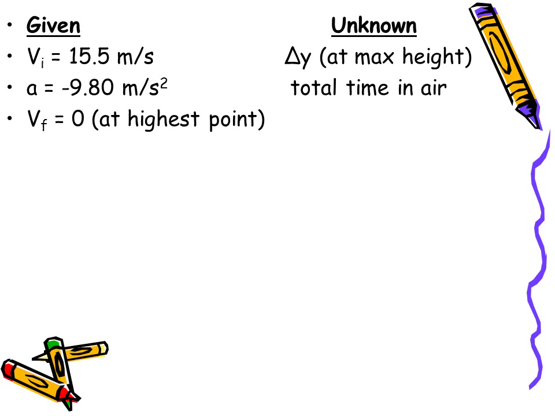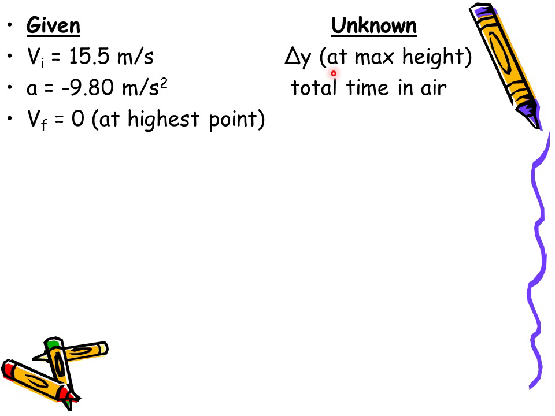For this problem, we are given the initial velocity. I threw the ball up with an initial velocity of positive 15.5 meters per second. You automatically know the acceleration, that's due to gravity. And for this problem, I'm going to look at half the motion. I'm going to look at the portion of the motion from where the ball is first released to where it comes to a stop at its highest point, right before it turns around and begins to accelerate back down. And what we're looking for is the change in vertical displacement at its maximum height.